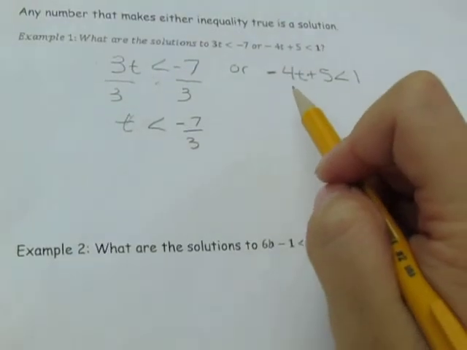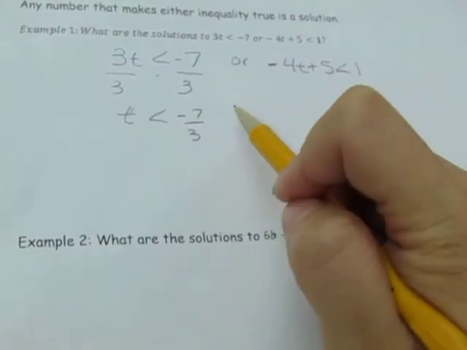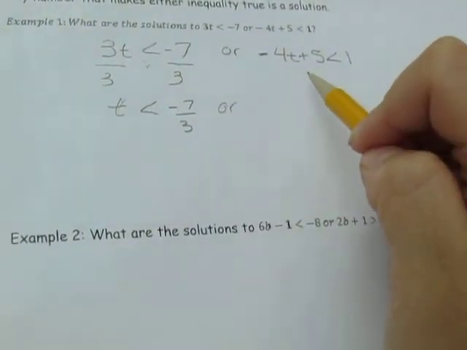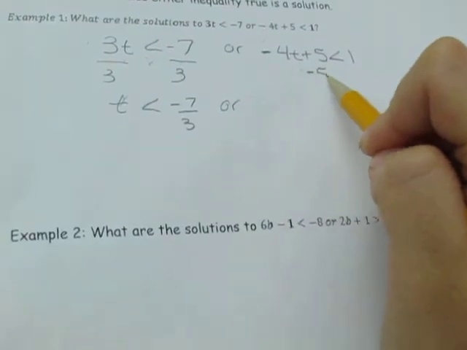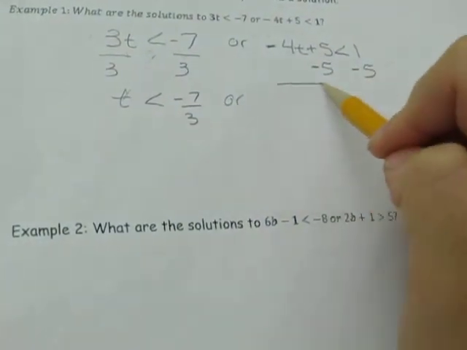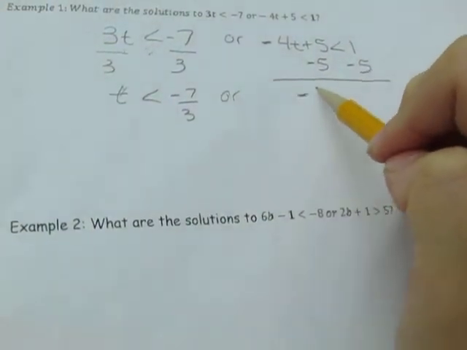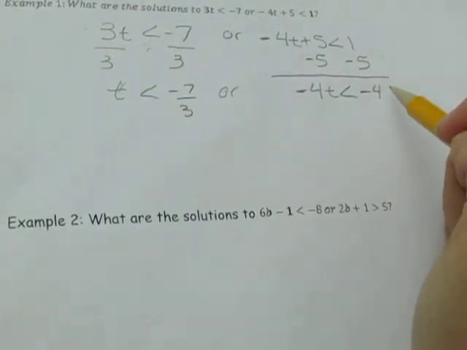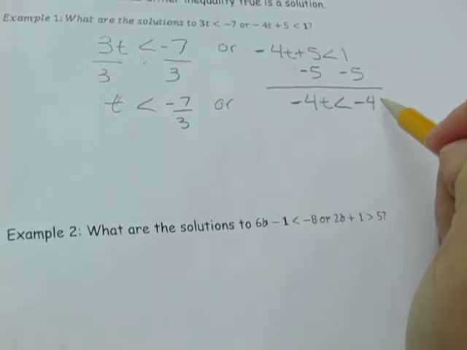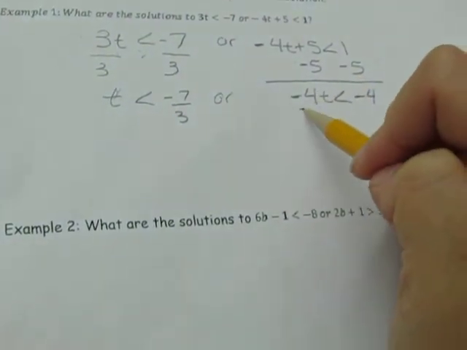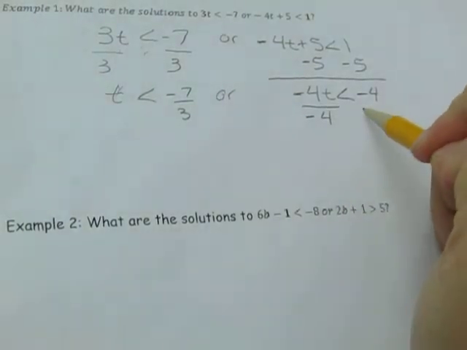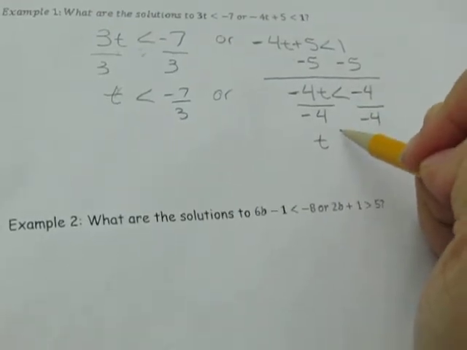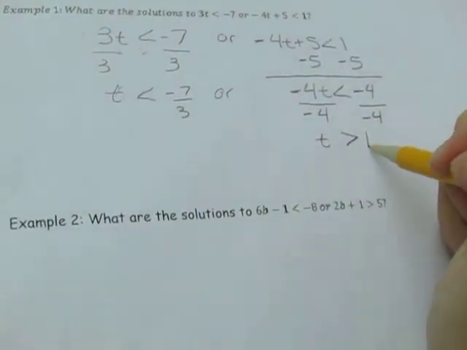Now, I am going to solve this inequality. So I'm going to put my or in, and I'm going to solve this inequality. To get the t by itself, first thing I have to do is subtract 5 on both sides. When I do that, I get -4t is less than -4. Now what I have to do is divide both sides by -4. When I divide by -4, remember I have to flip the sign. So my solution is going to be t is greater than 1.